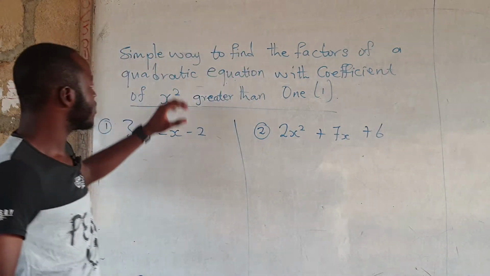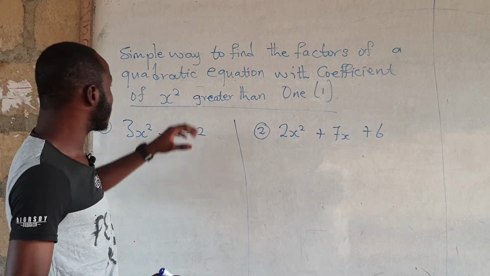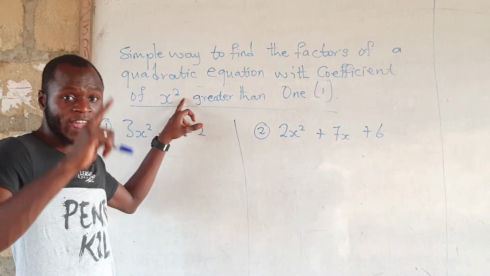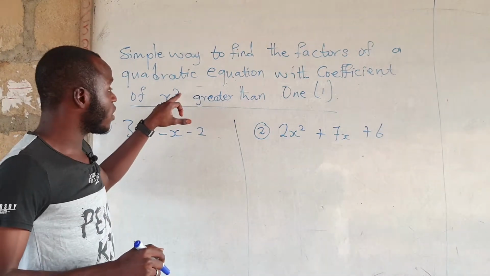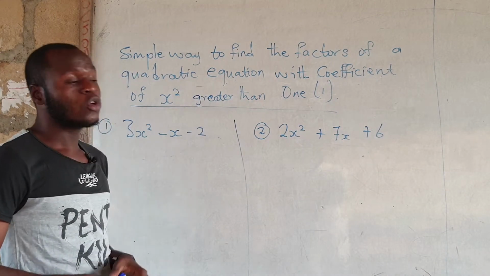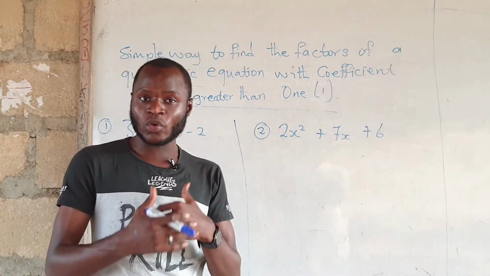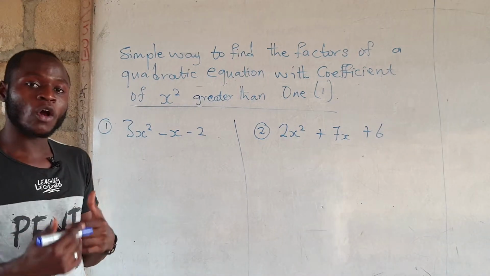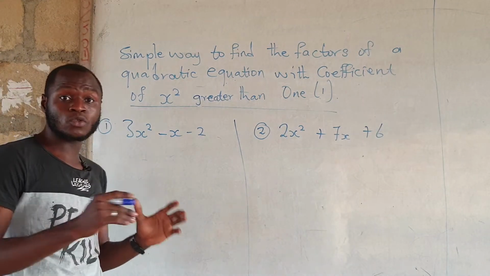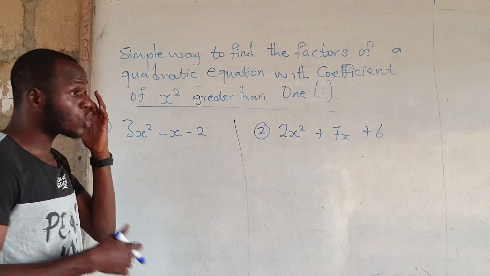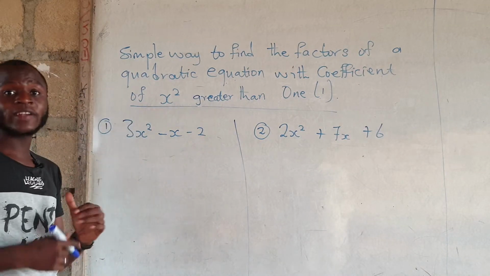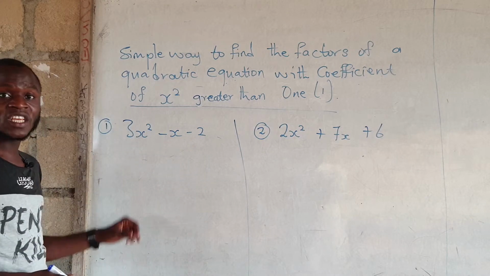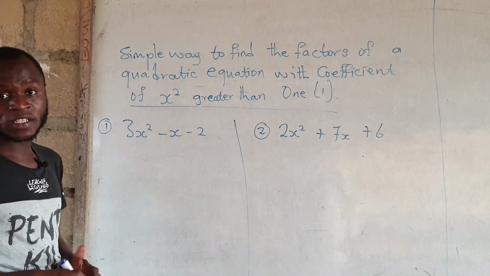Today we are going to look at the simple way to find the factors of a quadratic equation where the coefficient of x squared, the highest degree in the variables, is greater than 1. Normally when the quadratic equation is given to you, the coefficient of x squared is sometimes 1, which is very easy to solve when we are looking for the factors. But in some cases, the coefficients are greater than 1. Now we are going to look at the simple way to find the factors if the coefficient of x squared is more than 1.